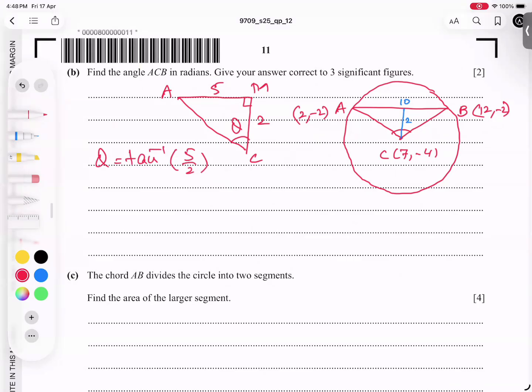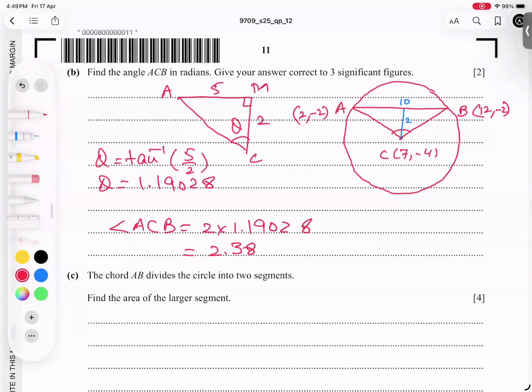So when I take tan inverse of 5 over 2, I'm getting an angle of 1.19028, and multiply by 2 because I don't need this half angle, I need the full. So multiplying by 2, I get angle ACB, and the answer turns out to be 2.38 because we always go for 3 SF. And I think the point is very clear.